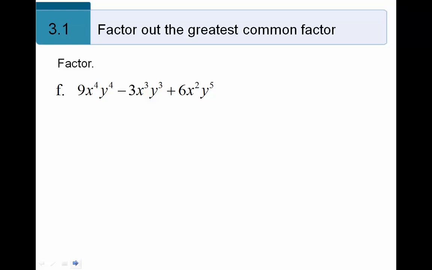This is also a trinomial, F. The greatest common factor of 9, 3, and 6 is 3. The GCF of x to the fourth, x cubed, and x squared is x squared. The GCF of y to the fourth, y cubed, and y to the fifth is y cubed. Divide each of these by 3x squared y cubed.